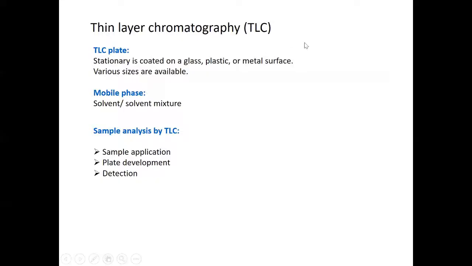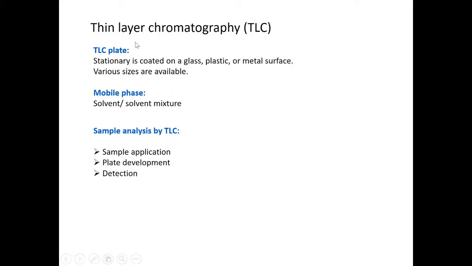Okay. So now I'm in a PowerPoint slide. It shows thin layer chromatography. Can everyone see these slides? Yes. Okay, good. So thin layer chromatography belongs to a very important analytical separation technique. Paper chromatography is part of them.